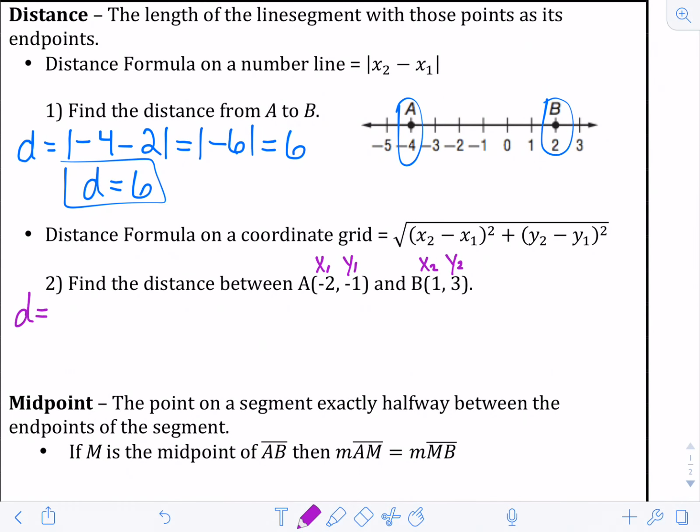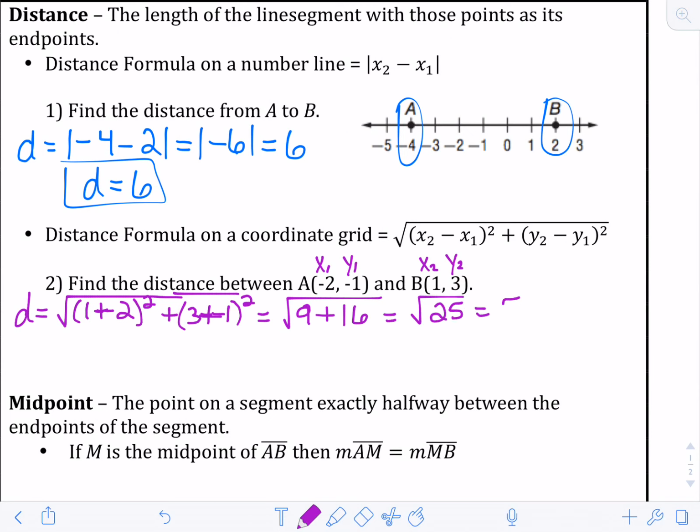So distance is equal to the square root of x2 minus x1, so that would be 1 minus that -2 squared, plus y2 minus y1, so 3 minus a -1. And again, when you have that minus a negative, that becomes a positive. So that's why I'm changing all that. So this becomes 1 plus 2 is 3, 3 squared is 9, 3 plus 1 is 4, 4 squared is 16, 9 plus 16 is 25, and the square root of 25 is 5.